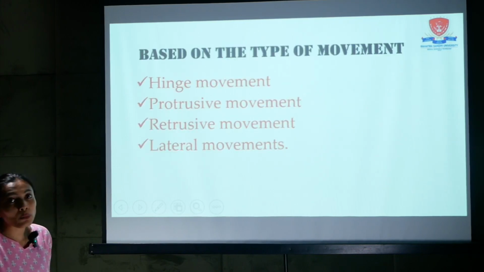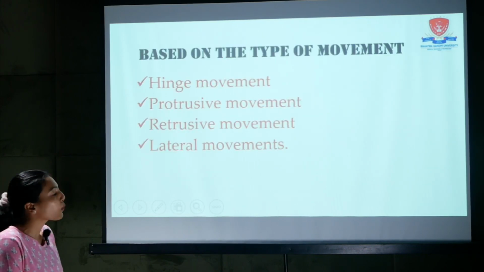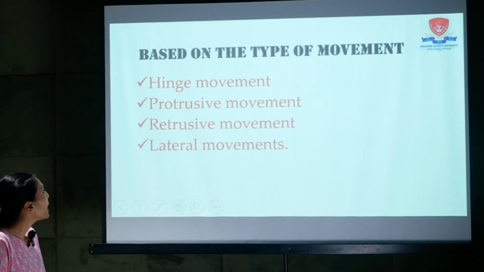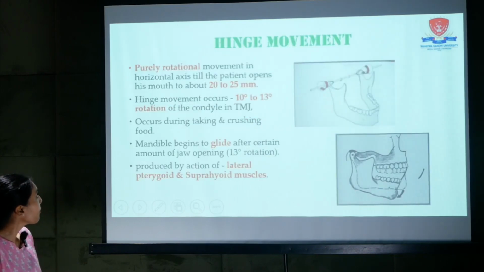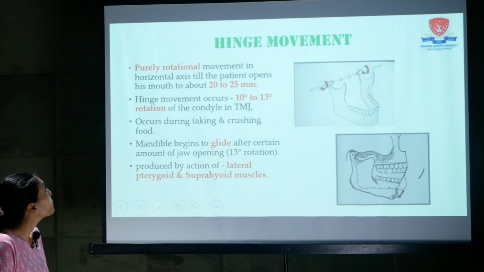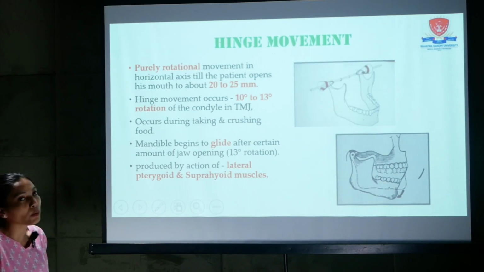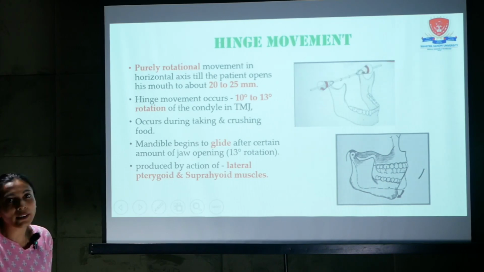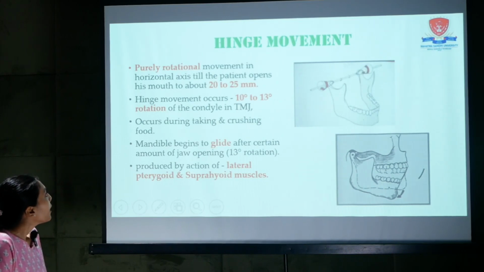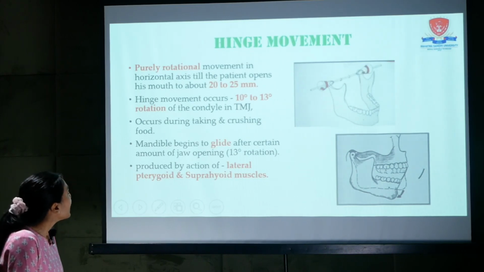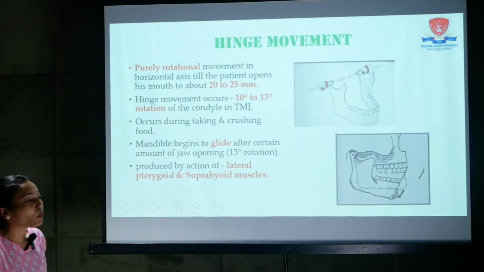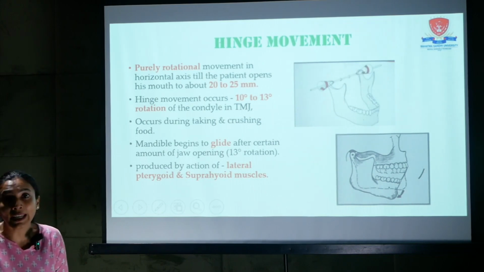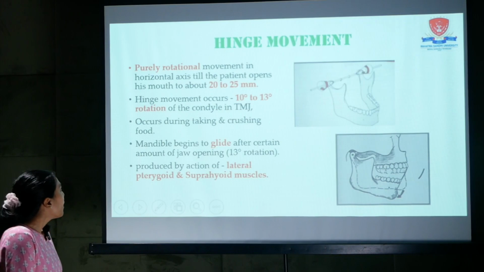On the basis of type of movement: hinge movement, protrusive, retrusive, or lateral movements. What is hinge movement? It is purely rotational movement in a horizontal axis till the patient opens his mouth to about 20 to 25 mm. It occurs with 10 to 13 degree rotation of the condyle in the temporomandibular joint. It occurs during taking or crushing food.